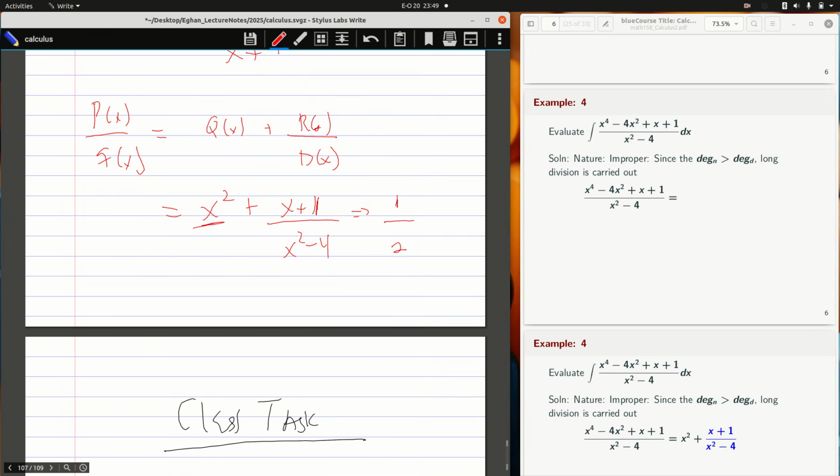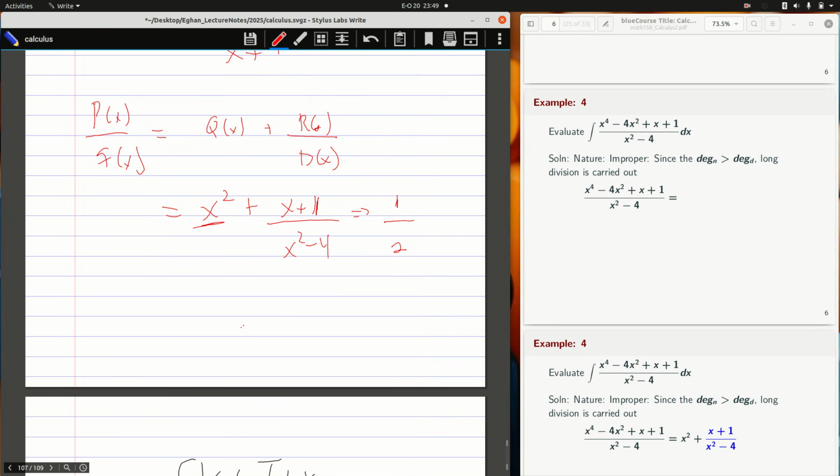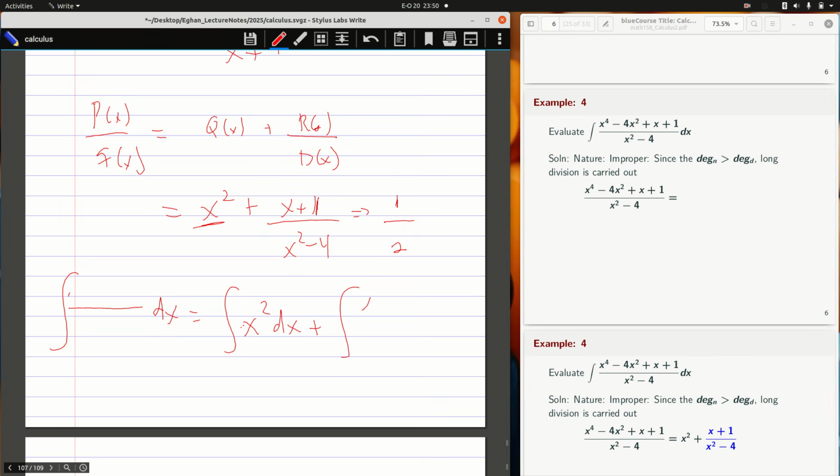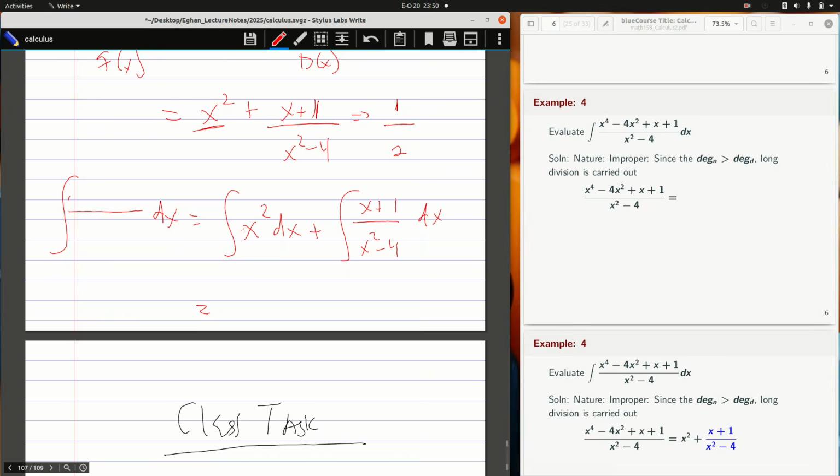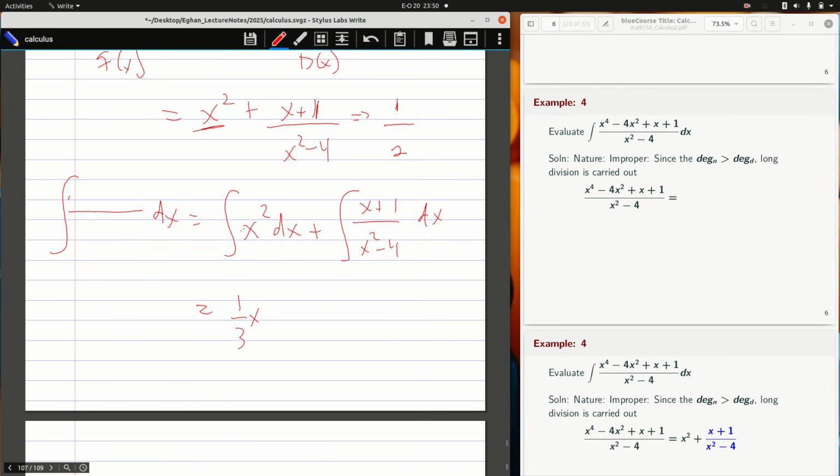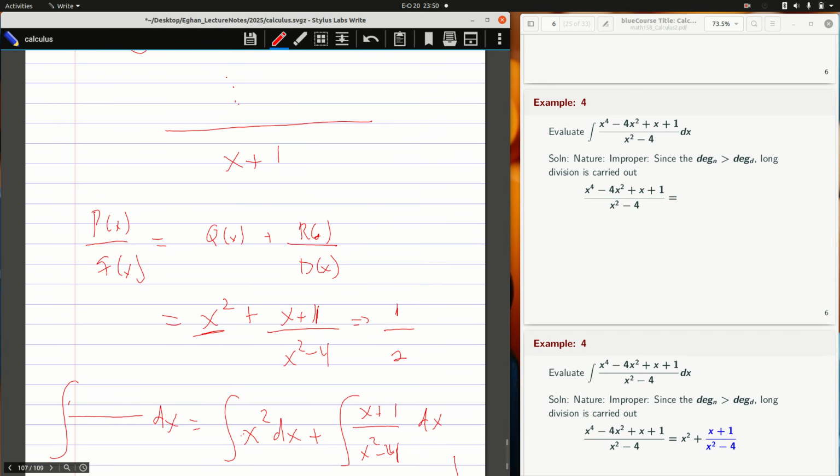So my integral is the integral of x squared dx plus the integral of x plus 1 over x squared minus 4 dx. Here I know I'm going to get 1 over 3 x cubed. This is not a derivative, it's integration. But for this part I have to go to partial fractions. What we did up here isn't partial fractions; we were just reducing it from improper to proper.